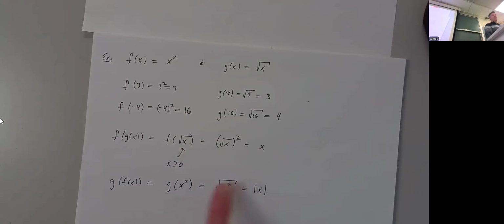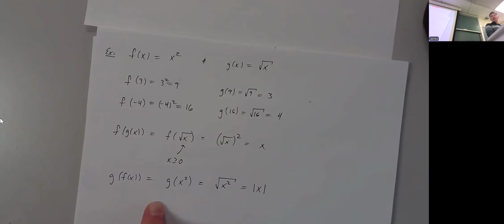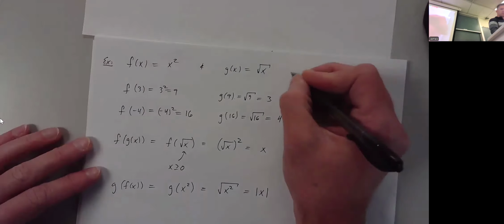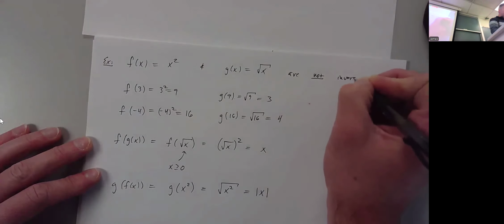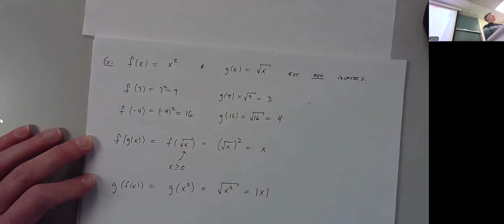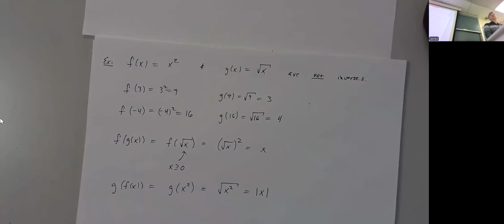And you know what? That doesn't meet the definition. g of f of x doesn't equal x. It equals something else. So these functions are not inverses. Unless we do something. We can make it so they're inverses.